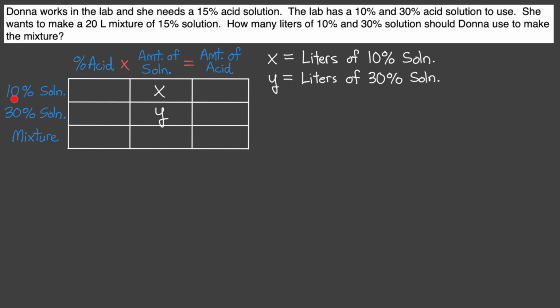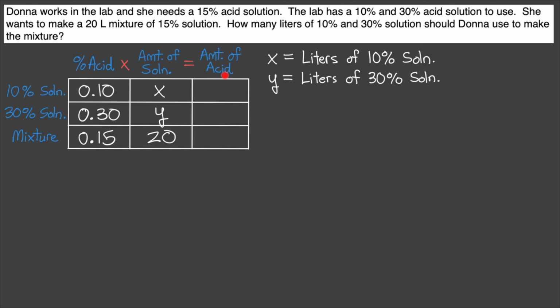And we know the percentages because it's 10%, so we can write here as a decimal, what is 10%? Well, hopefully you said 0.10. And 30%, what's that as a decimal? That is 0.30. Next, we want to find our mixture. So they're telling us that Donna needs a 15% acid solution. And she wants to make a 20-liter mixture of 15% solution. So we know that the amount of solution is 20 liters. So we can put that here. And we know it's 15%, so we do 0.15.